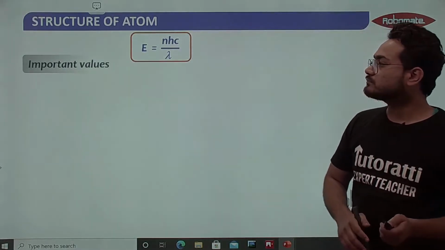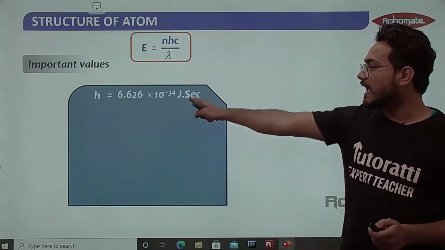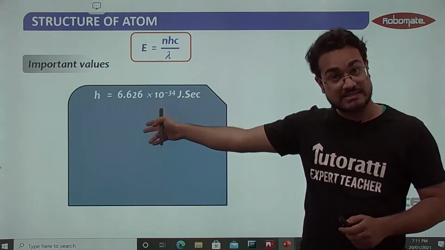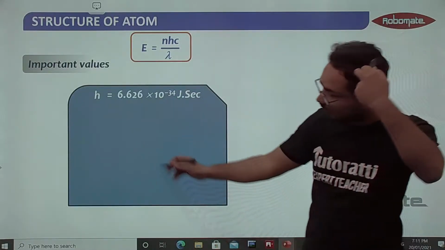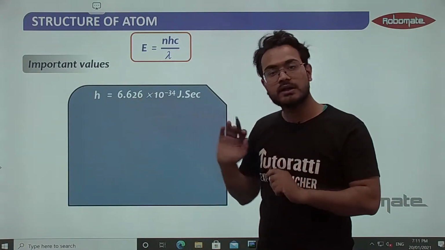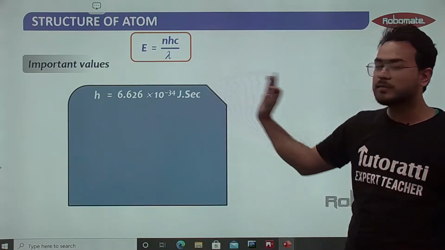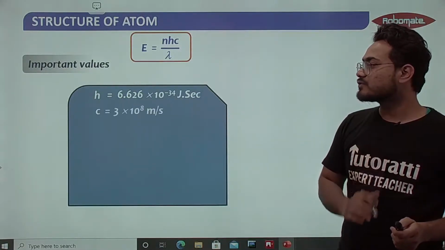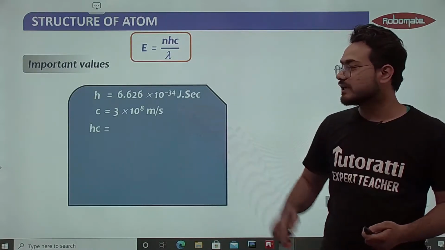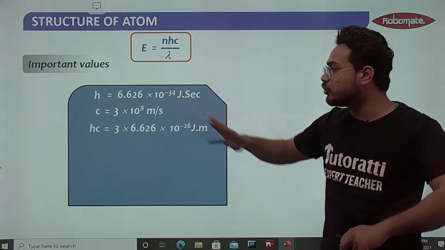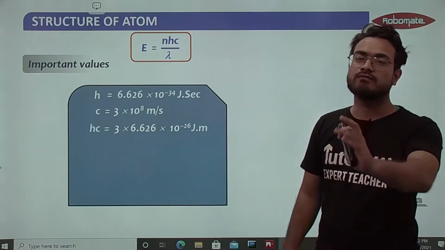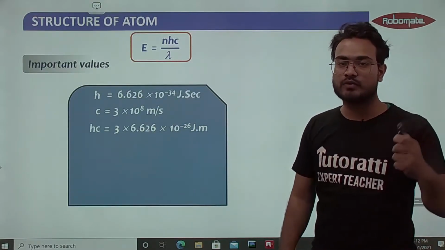Okay, so important values that you have to remember. h is 6.626 here. So it is interchangeable. You have to remember it till 2 decimal places, because in numericals you will use only till 2 decimal places. 6.626 into 10 to the power minus 34 joule second. Next one is c, which you already know, the speed of light, which is 3 into 10 to the power 8 meter per second. And if you have to save your time, just remember this value of h into c. It will always come handy when you come to the calculations.